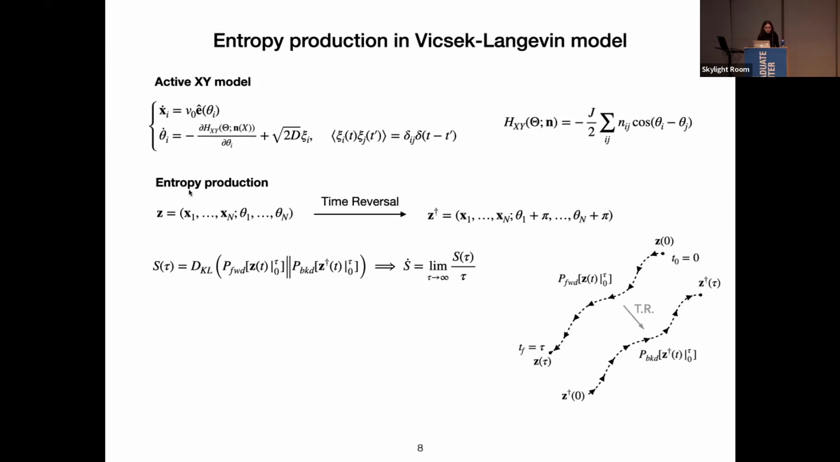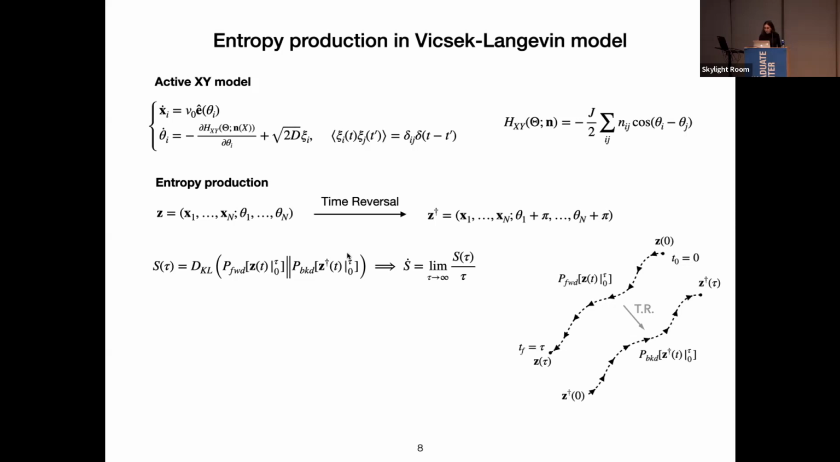So we want to measure entropy production. We'll recall the definition. It's just the Kullback-Leibler divergence between the probabilities of forward and backward trajectories. And in particular, we're interested in the entropy production rate, which is defined as the intrinsic quantity in the length of the trajectories, in the limit of infinitely long trajectories. We also need to specify the parity under time reversal of the state variable coordinates, and we assume that positions are even, whereas velocities are odd. So the theta variables are mapped into theta plus pi. But in active matter, this is a controversial issue.